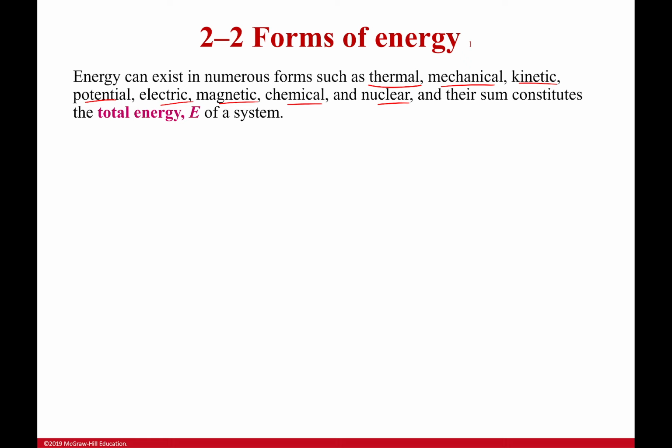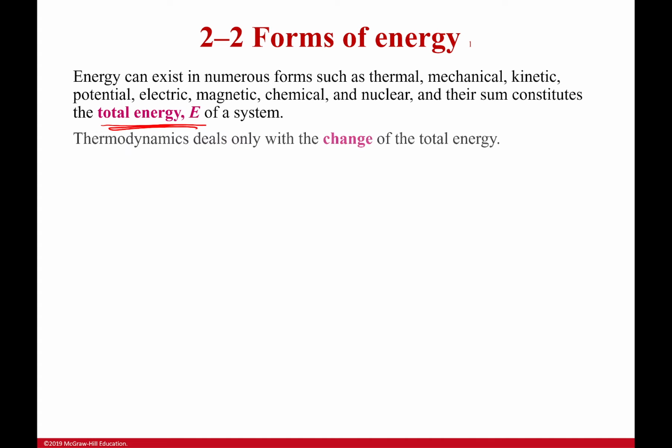Now in our class, we've mostly been focusing on thermal, mechanical, and a little bit on electric. Kinetic and potential, more or less, we'll say are zero most times. Magnetic, chemical, and nuclear, well, we're not going to deal with those at all. Now, while we deal with these in their individual components, what we care about most times in an equation is looking at how the total energy E of a system changes. We deal with how that energy changes from one form to another.